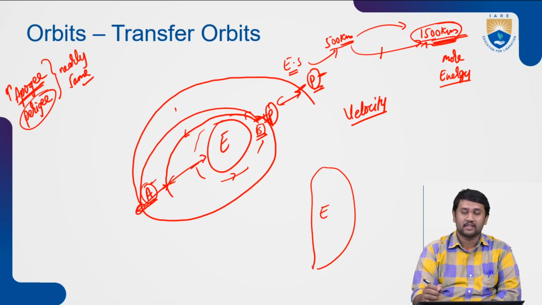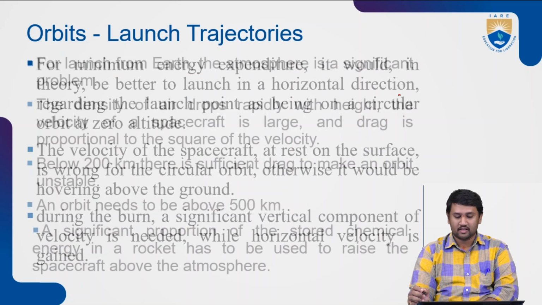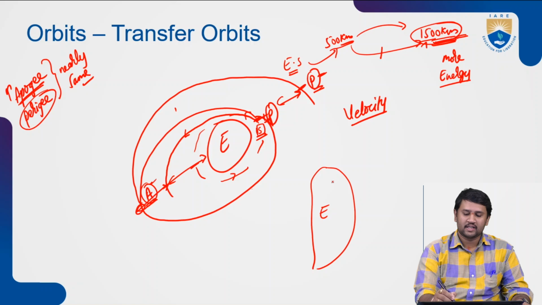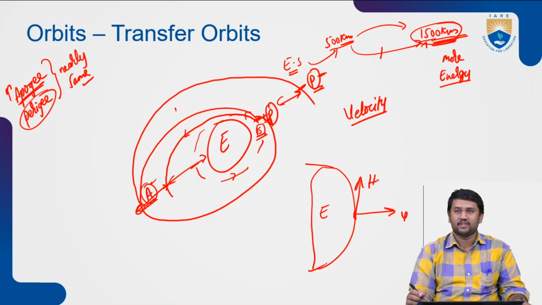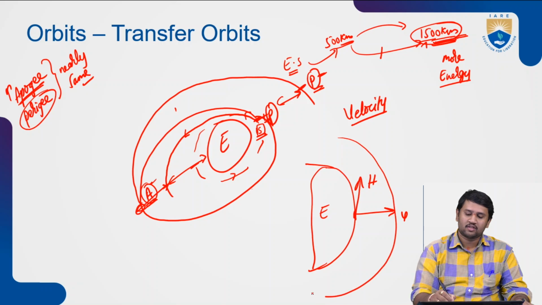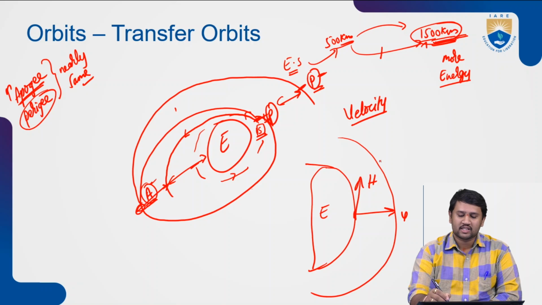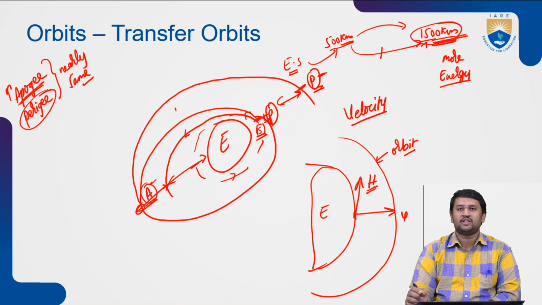If I consider this as my earth, right? What it says basically is to launch in a horizontal direction. From the earth surface, this will be your vertical and this will be your horizontal, right? In order to maintain an orbit, at the end point the orbit is always horizontal to your earth surface. Now, in order to minimize the energy spent to reach a certain orbit, you want to launch it horizontally.